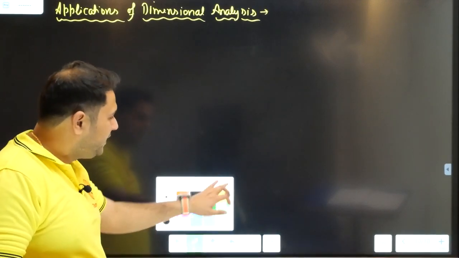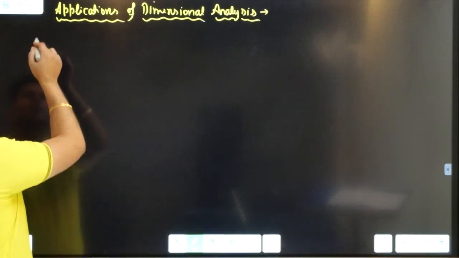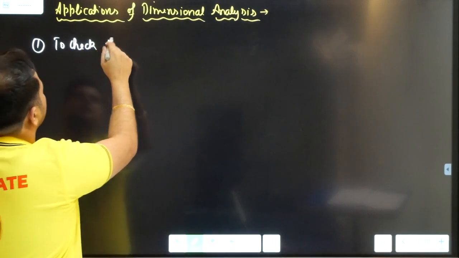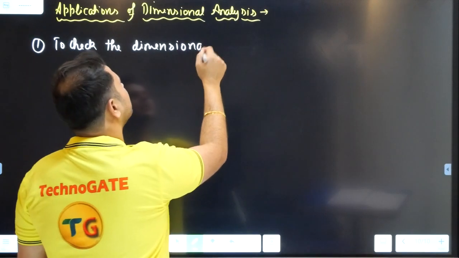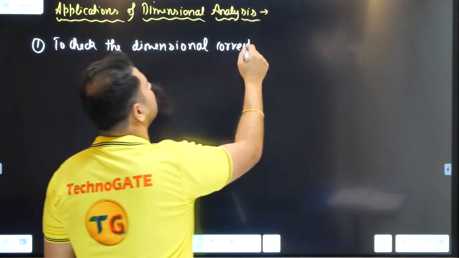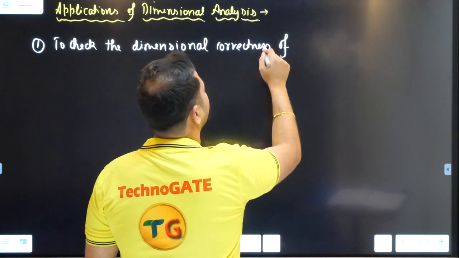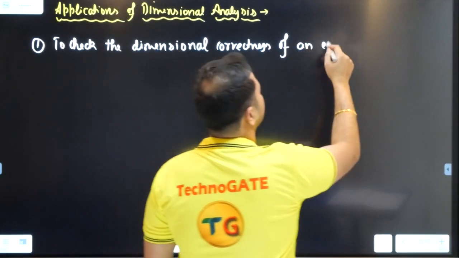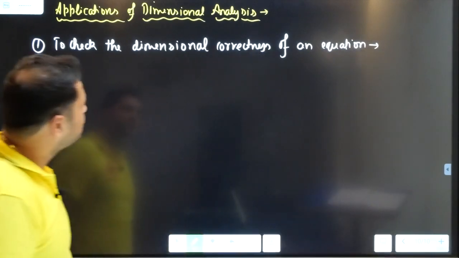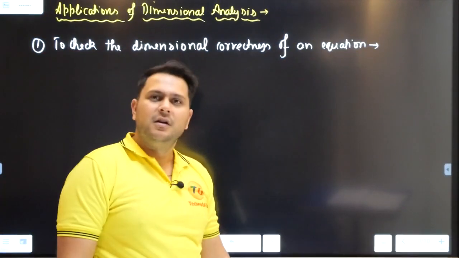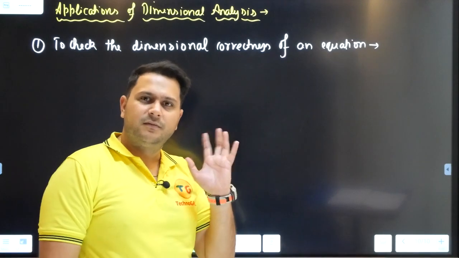Let me tell you how. The very first application is to check the dimensional correctness of an equation. Now since we have become very smart and we have understood dimensional analysis, we can check the dimensional correctness of an equation. Let us consider the first equation of motion.